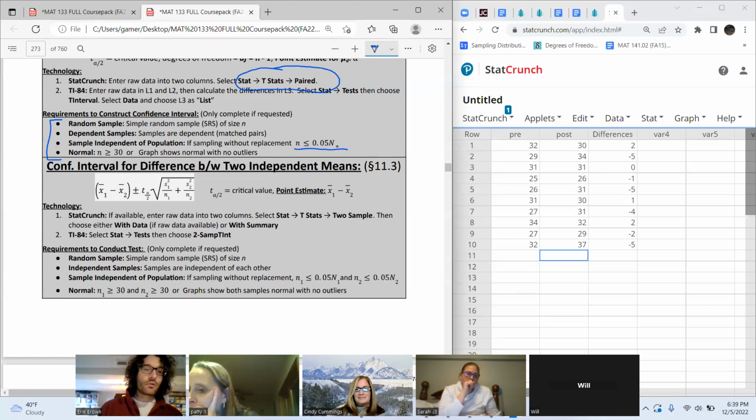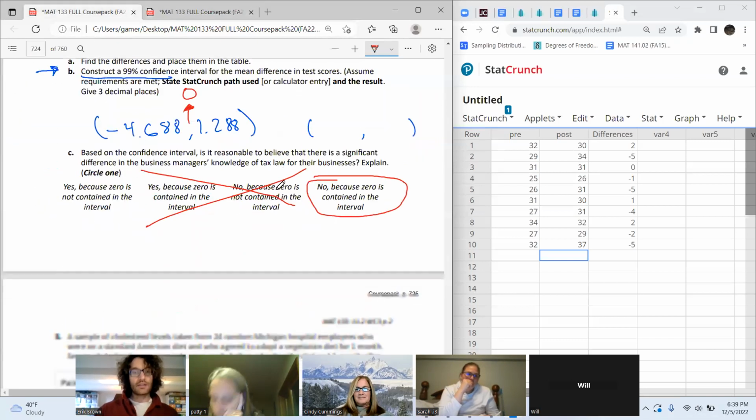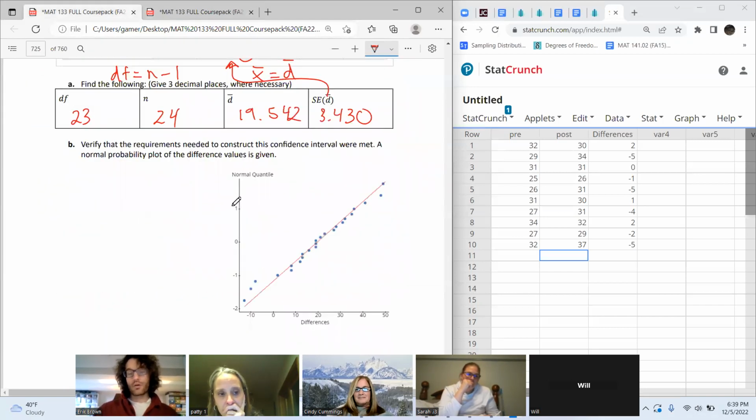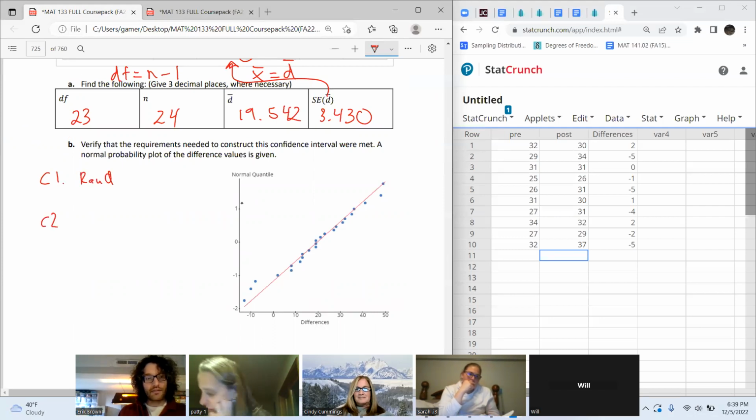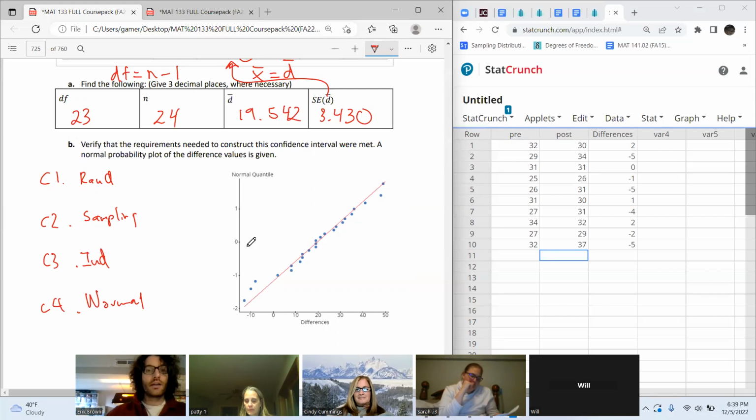And then the normal is, again, just one check. In this case, we've got the graph, so we're saying the normal probability plot is approximately linear. Does anyone need me to write any of these down? Does everyone have them? Okay, cool. How did we do on this page?